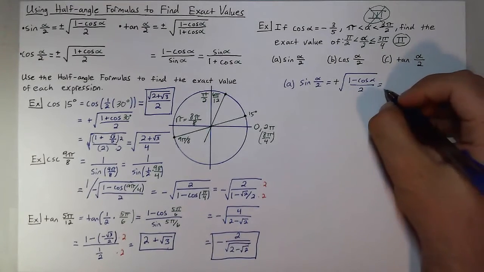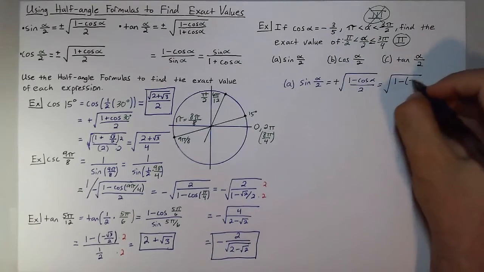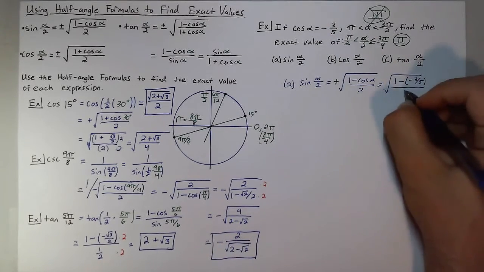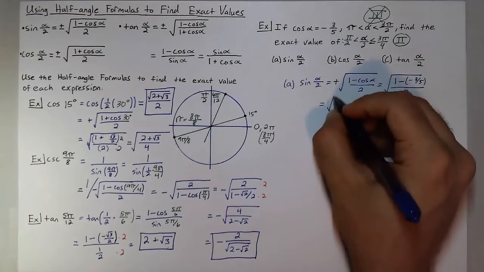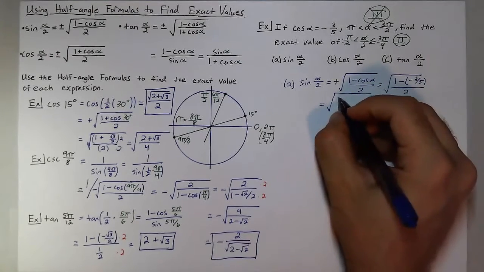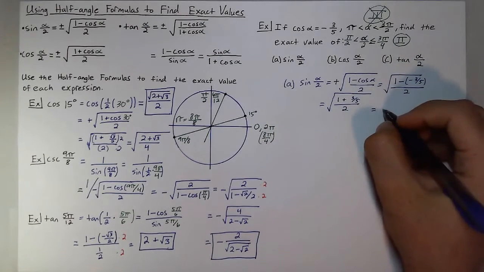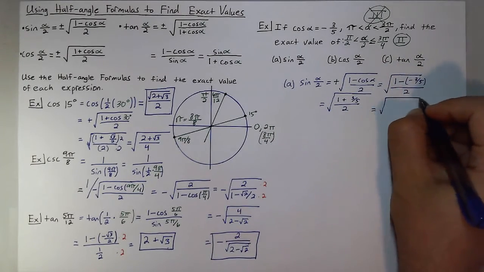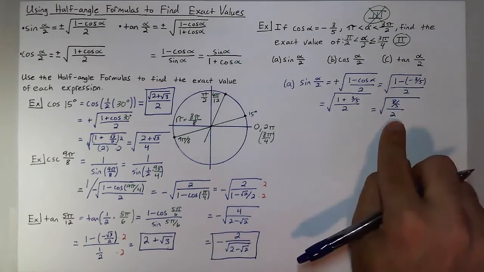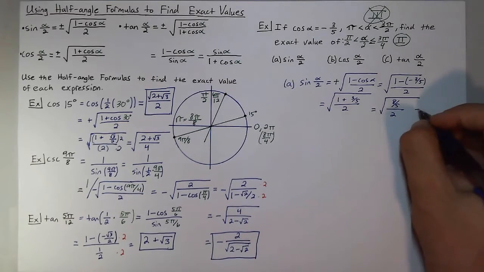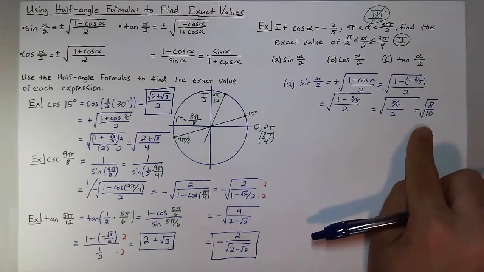So to finish simplifying, I'll have the square root of 1 minus negative 3/5 all over 2, which would be the square root of 1 plus 3/5 all over 2, which would be the square root of 8/5 all over 2, which when you divide by 2, you multiply by a half. So this is the same as the square root of 8/10, which can be simplified as well.